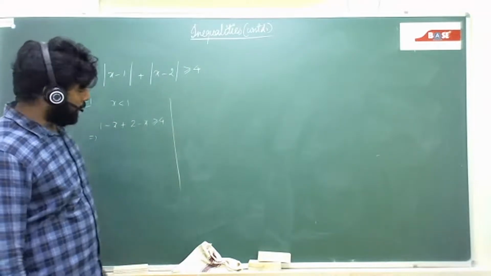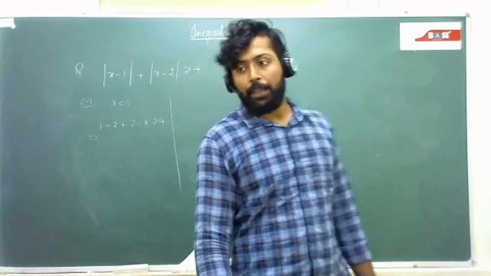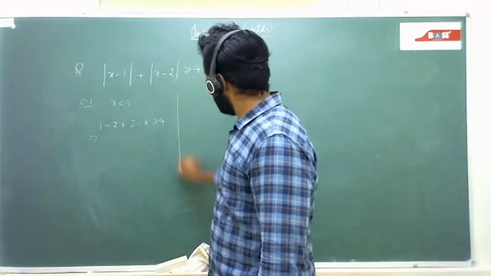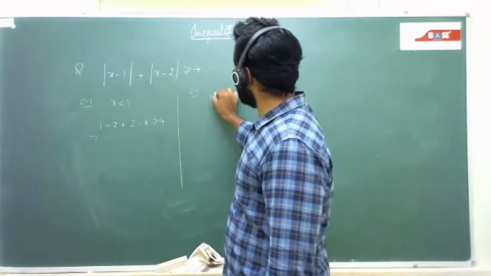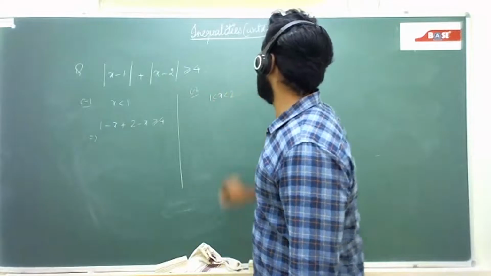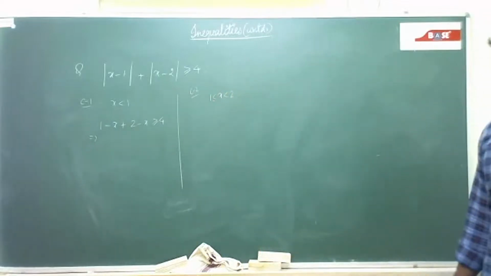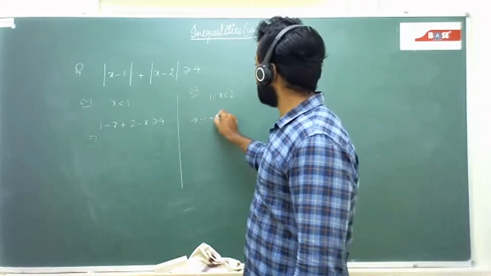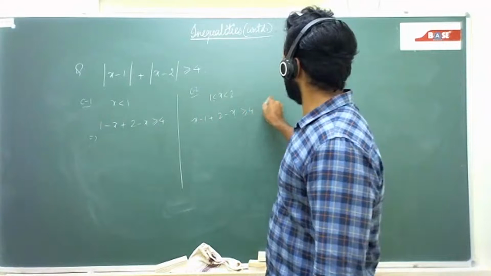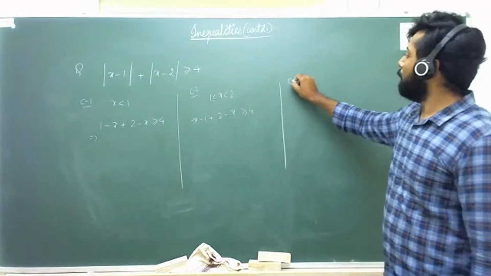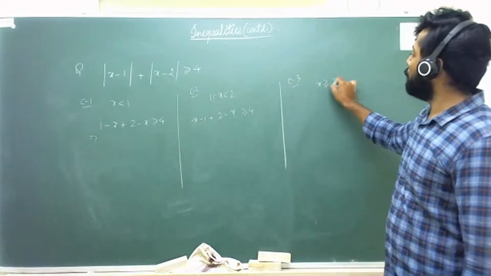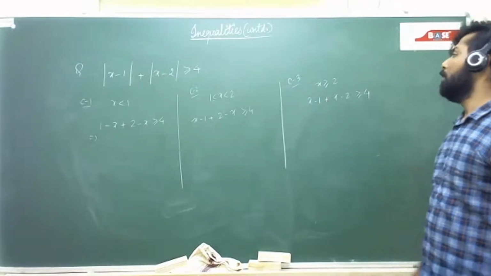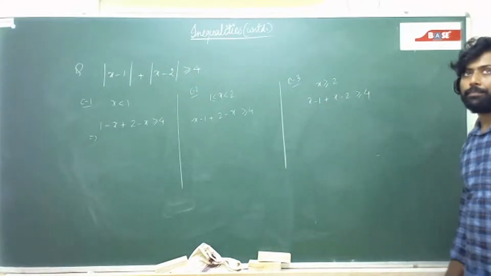First, let's just finish the defining part, then I'll come to solving the question. The second case is more than 1 but less than 2, between 1 and 2. In that case, x minus 1 is right of 1, so it is positive, and x minus 2 is left of 2, so it is negative. And the third case is x more than or equal to 2. So all is positive. So this is how we can define them.